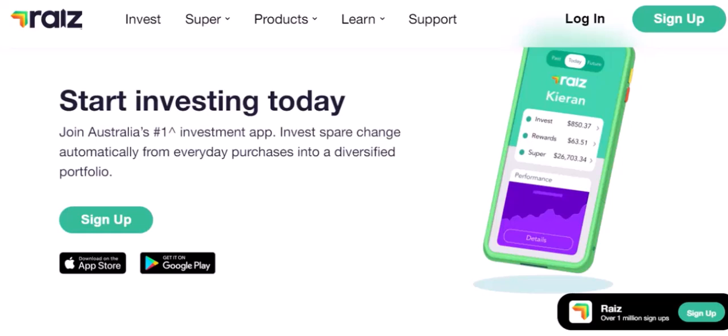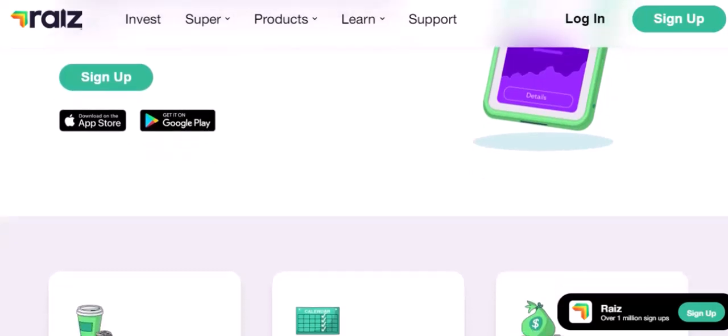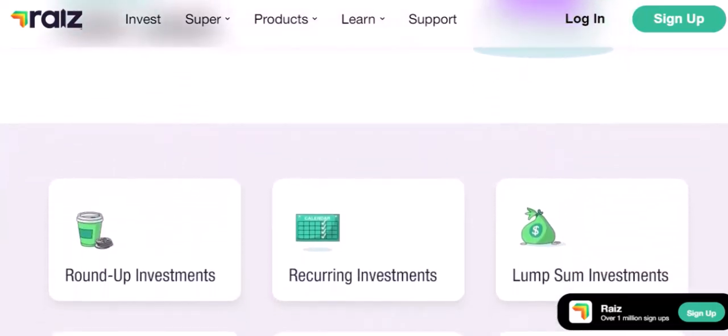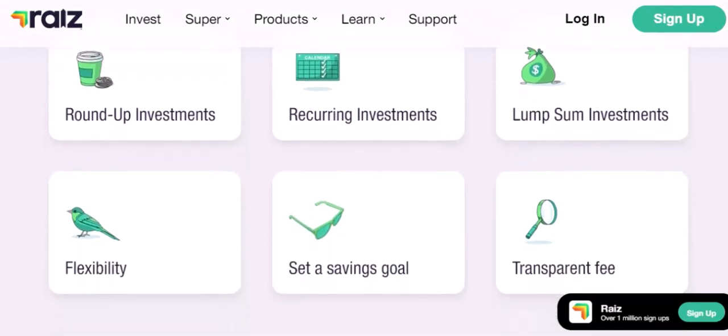Think of it like this: rather than receiving a cash payout that sits idle, Raiz puts that money straight back to work for you. This is a powerful concept known as compounding. By reinvesting dividends, you're essentially earning returns on your returns. Over time, this can significantly boost your portfolio's growth.